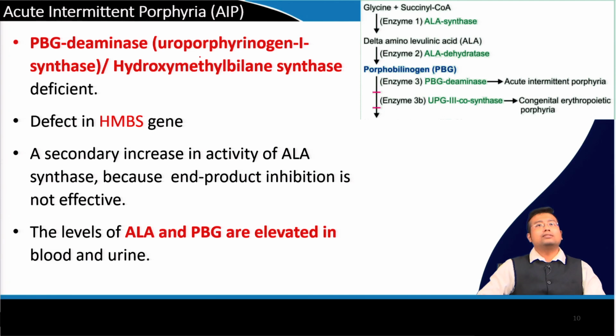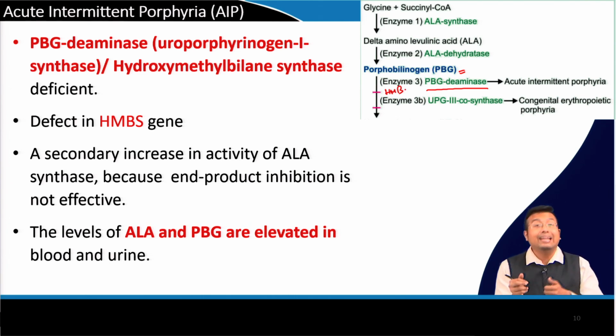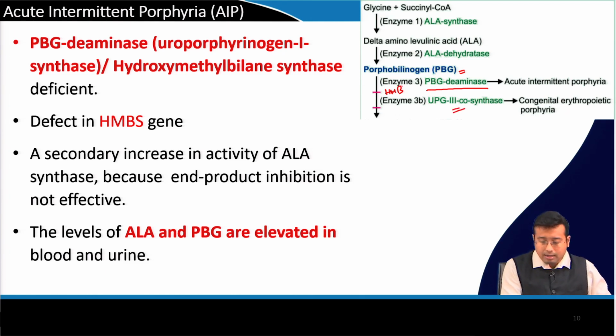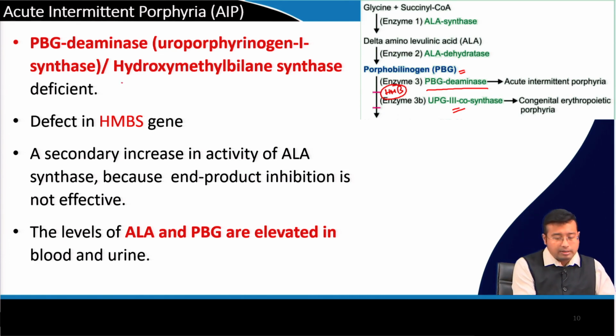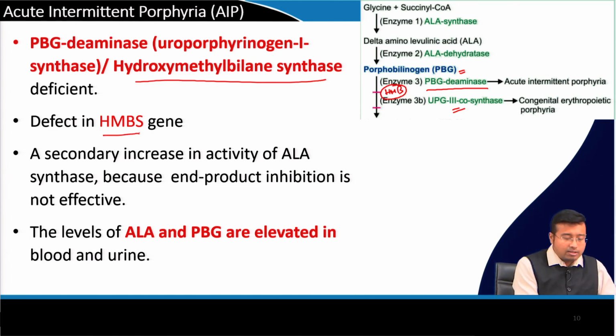So, let us discuss the first important porphyria, that is acute intermittent porphyria. This is the stage where this enzyme is inhibited, so there will be no synthesis of uroporphyrinogen 3. After porphobilinogen there was synthesis of hydroxymethylbilane, so basically hydroxymethylbilane synthesis will be hampered, not porphobilinogen, not urobilinogen. This is due to deficiency of the enzyme hydroxymethylbilane synthase or porphobilinogen deaminase, which is coded by the HMBS gene.